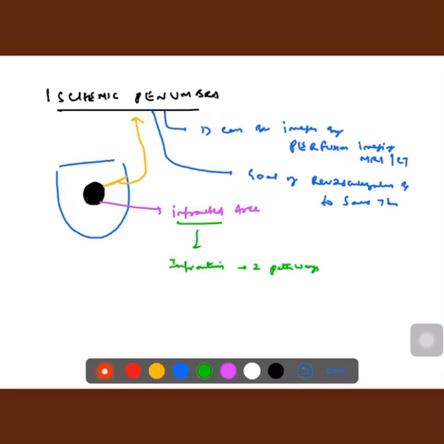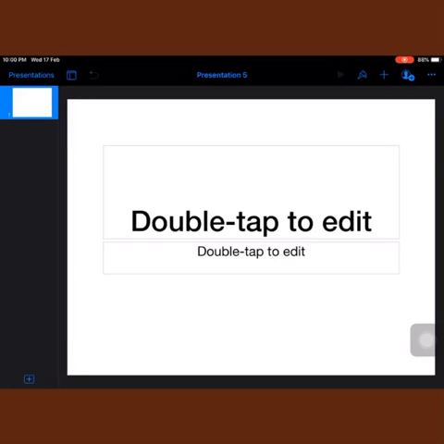Then this infarction will occur by two pathways. One is the necrotic pathway, the other one is apoptosis. What is necrosis? Because of lack of ATP, the cell membrane can't maintain its structure. So because of energy failure, or lack of ATP, there is necrosis of the cell membrane.